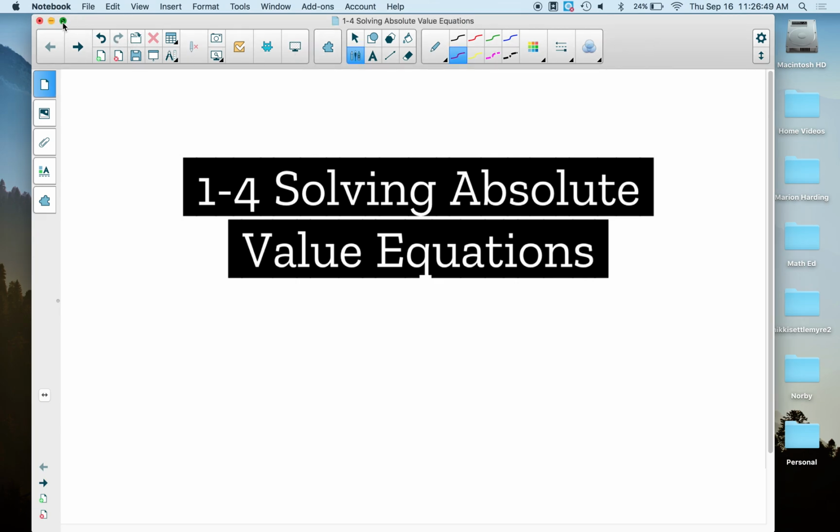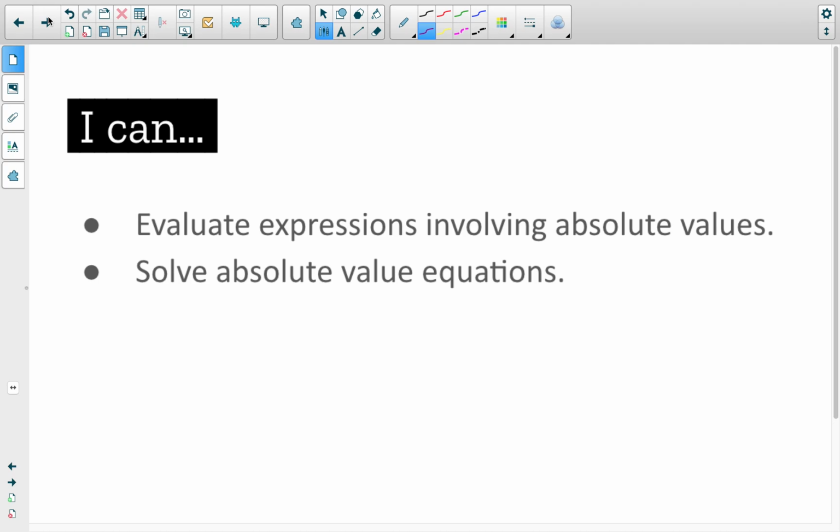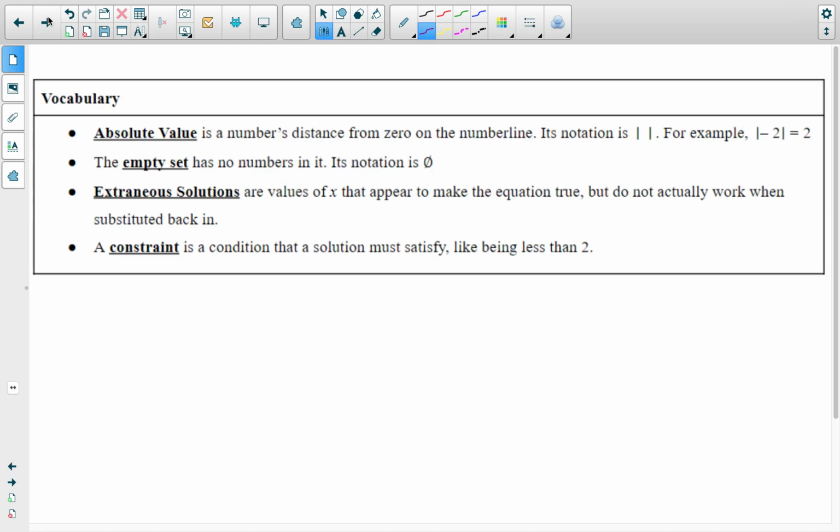All right, this is 1-4 solving absolute value equations. Here's our goal statements. Evaluate expressions involving absolute values and solve absolute value equations. Some vocab to get familiar with.